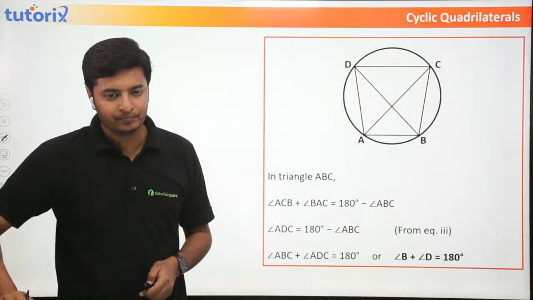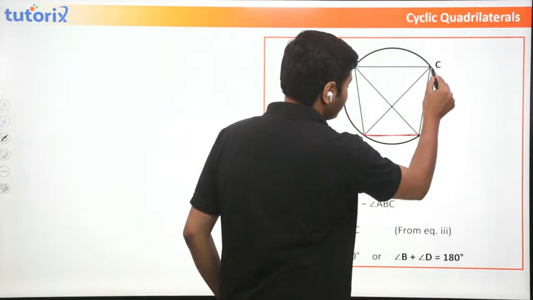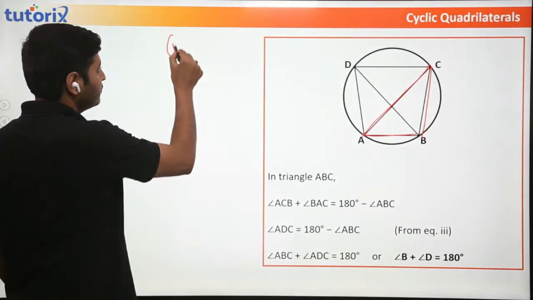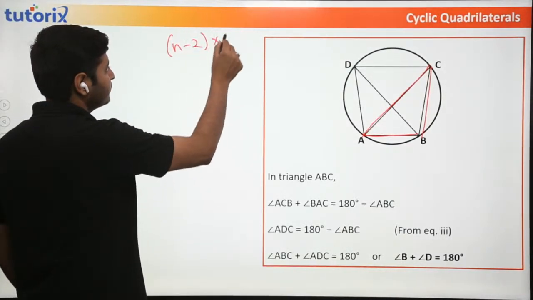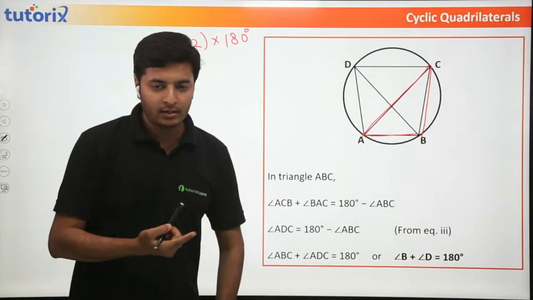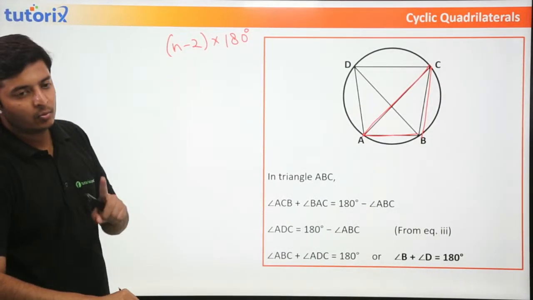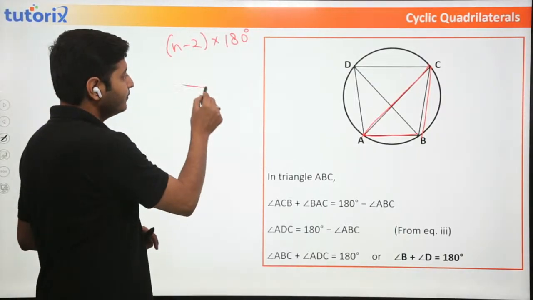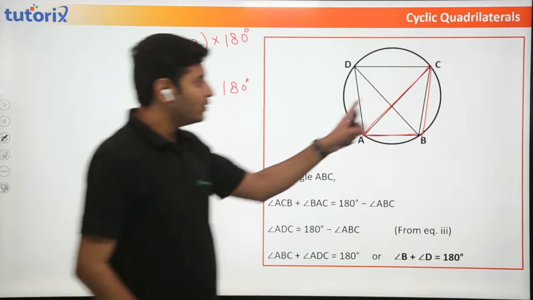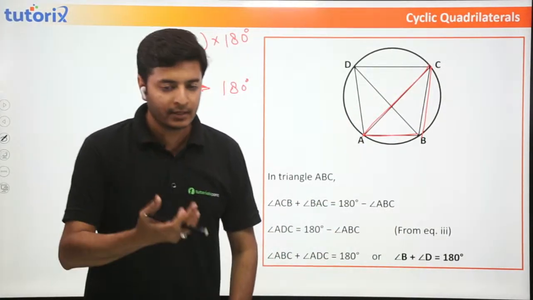Now, in triangle ABC, what is the angle sum property of a triangle? (n minus 2) into 180 degrees. What is n in case of a triangle? 3. Yeah. 3 minus 2 is 1, 1 into 180 degrees, 180 degrees. So the sum of all three interior angles of any triangle is always 180 degrees.